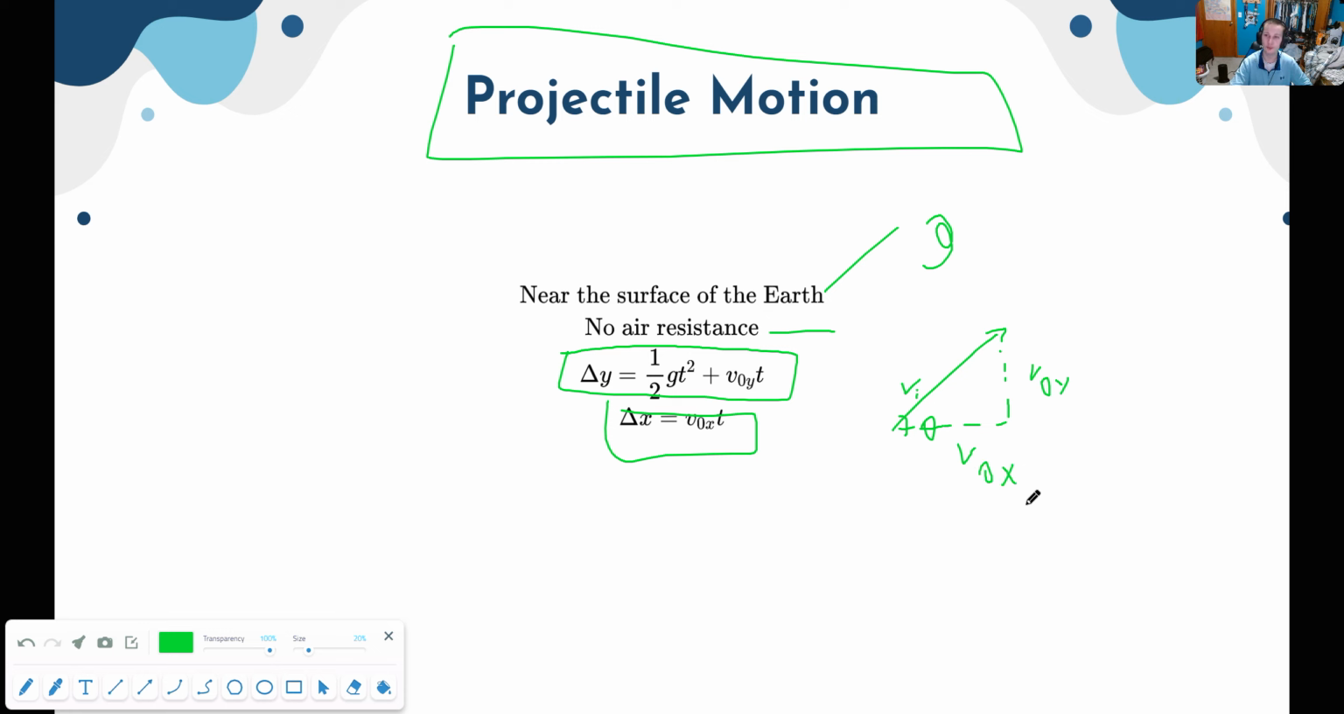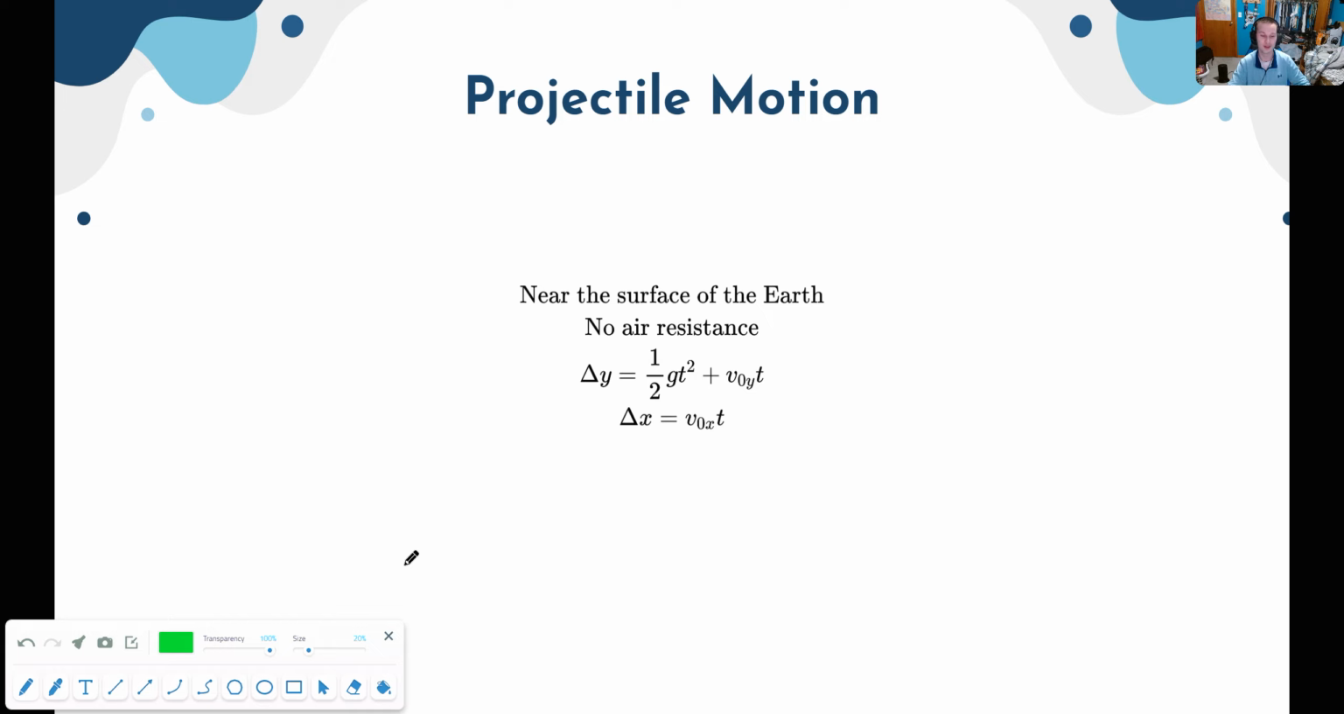As I'm going to say numerous times in this episode, there is no acceleration in the x direction. I'm going to say that again. There is no acceleration in the x direction, okay? Do you get it now? Okay, good.